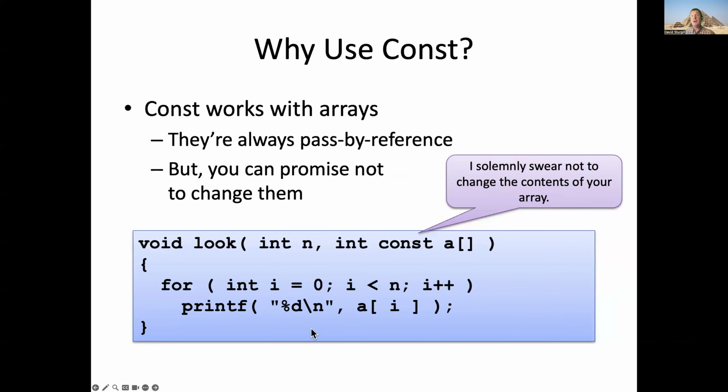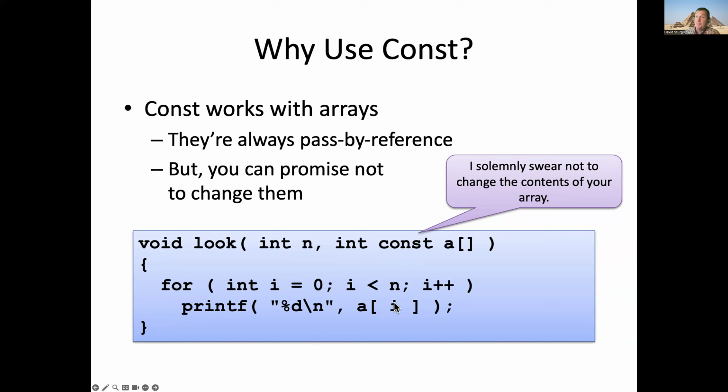It works particularly well with arrays. You can stick the word const on an array. You can read this as A is an array of const integers. So now I'm taking your array, but even though I'm taking it by reference, and normally that means I could change what's in that array, this const is like a way of promising that you're not going to do that. You're saying what you plan to do with the array.